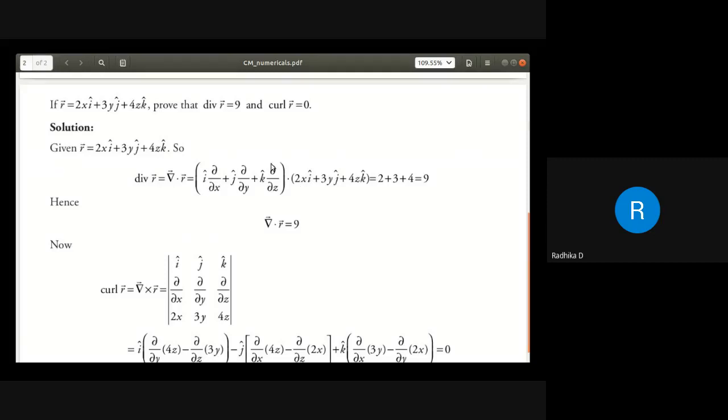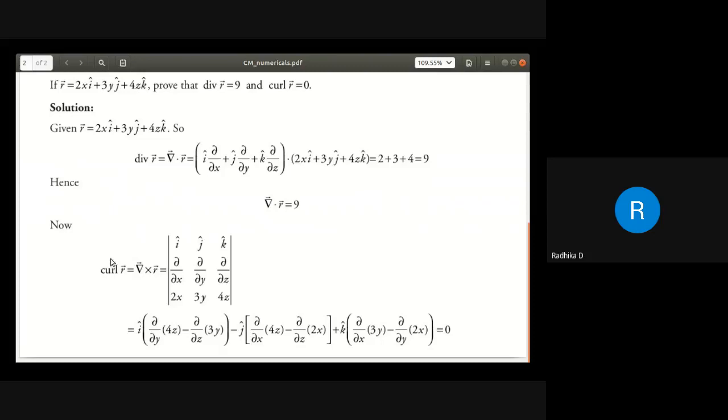So i ∂/∂x dot 2x i: i dot i is 1, so ∂/∂x of 2x gives 2. Now the next term, j ∂/∂y dot 3y j: j dot j becomes 1, and what is left is ∂/∂y of 3y, which gives 3. Then k ∂/∂z dot 4z k: k dot k becomes 1, and ∂/∂z of 4z is 4. So 2 plus 3 plus 4, 5 plus 4 is 9. You have proved that divergence of r is 9.